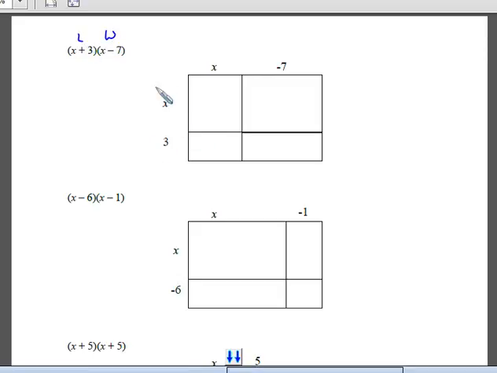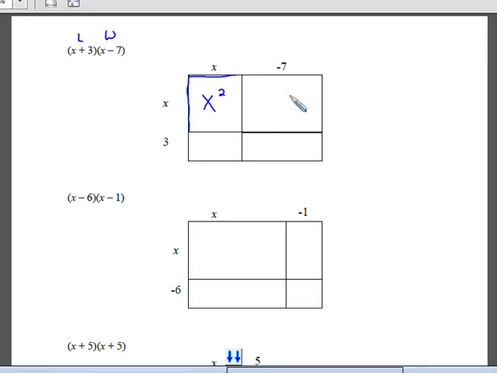So over on this side is our length, our x plus 3. Now because this is a positive 3, I don't put the plus sign in there. But for the x minus 7, I treat the minus 7 as a negative 7. Now to find the area of this part of the rectangle or the box, the length, which is here, times the width, which is here, is x times x, or x squared.